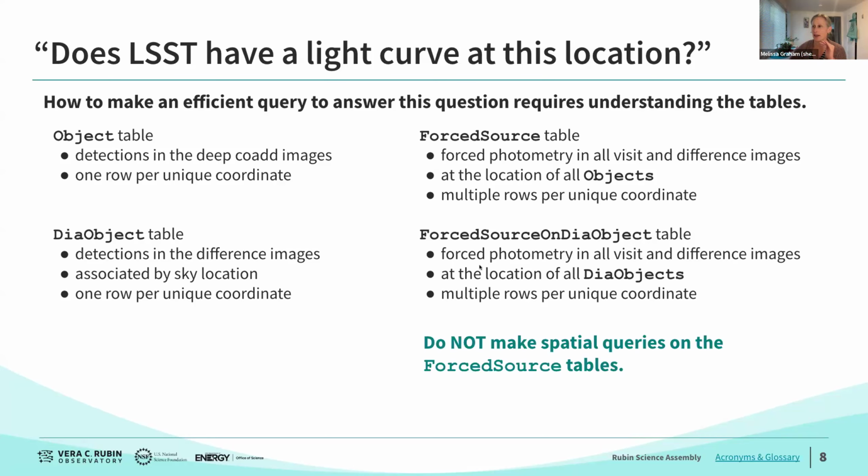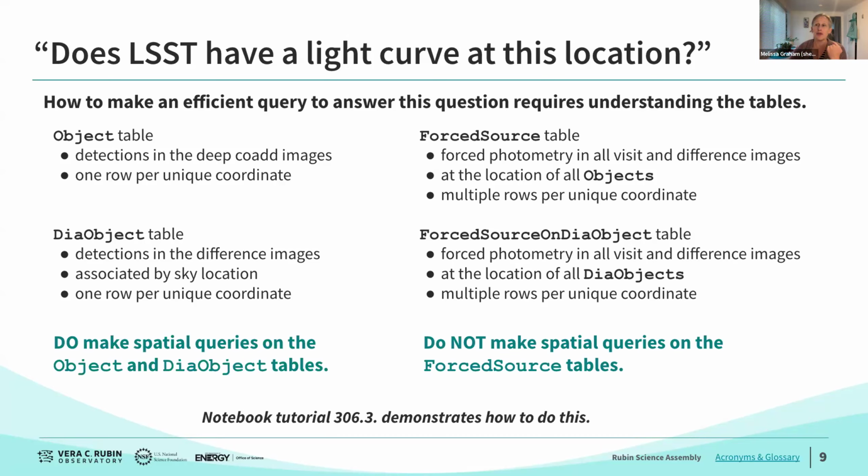It is not great to make spatial queries on the forced source tables because they have multiple rows per coordinate. It's quite inefficient. So that's not the way to go about asking if LSST has a light curve. Don't ask over and over on the forced source table. But you do want to make spatial queries on the object and DIA object tables. So the notebook we're about to do demonstrates how to do this. You make your spatial query on object and DIA object, and then you link them and you pull the light curve out of the forced source table for a given object.